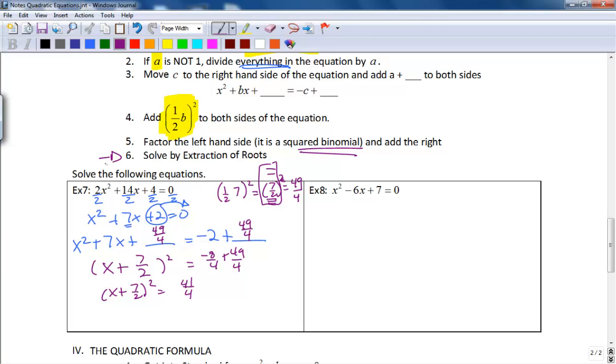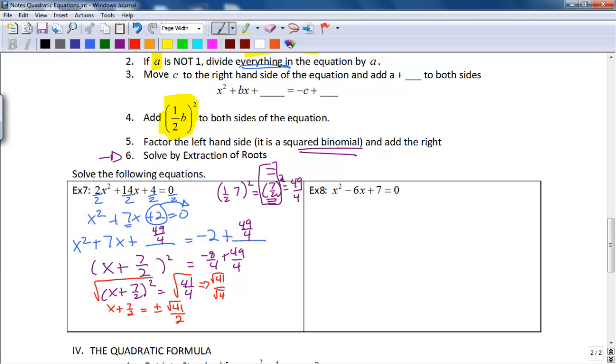Step 6, which is where we are, is to solve by extraction of roots. We know how to do that. I'm all isolated on this side of the equal sign, so I have to take the square root of both sides. So taking the square root of both sides, I get that x plus 7 over 2 is equal to plus or minus, again, I'm going to distribute the square root to both numerator and denominator, and I'll do it over here because I'm running out of room. So it's the square root of 41 over the square root of 4, which is the square root of 41 all over 2, because the square root of 4 is 2.